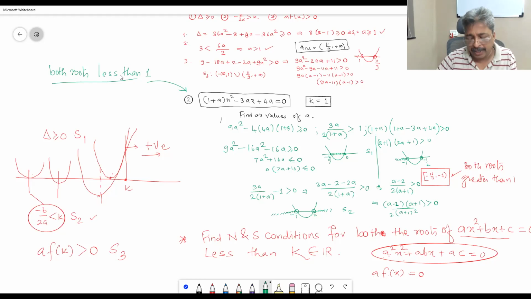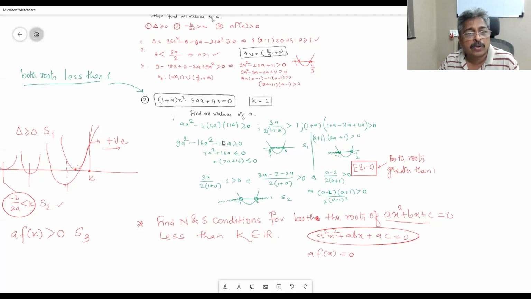Find the solution set for a. Find all values of a such that both the roots are less than 1. Now we are going to solve the same quadratic equation. The value of k is 1, but that solution set was for both the roots greater than 1. Now find the solution set for all values of a so that both the roots are less than 1. We have seen that only S2 changes.